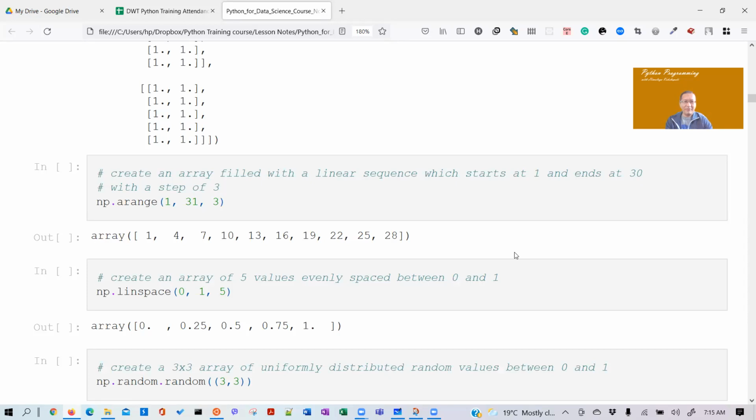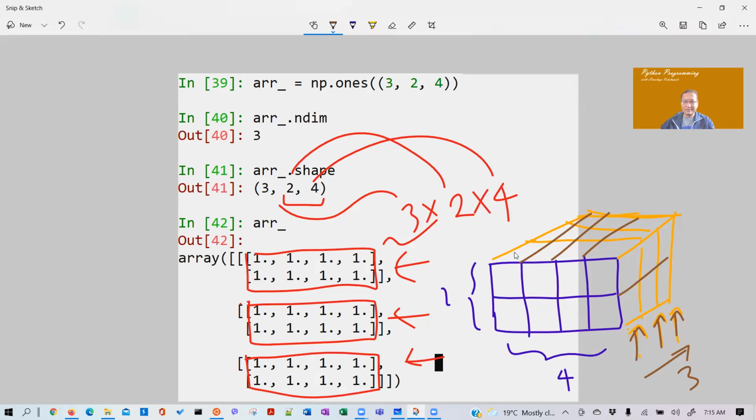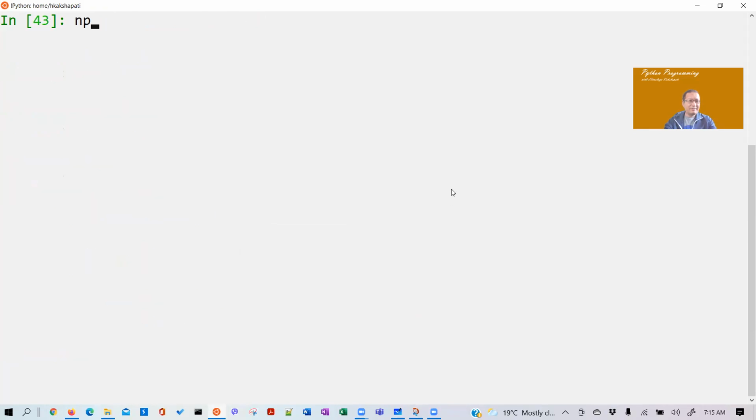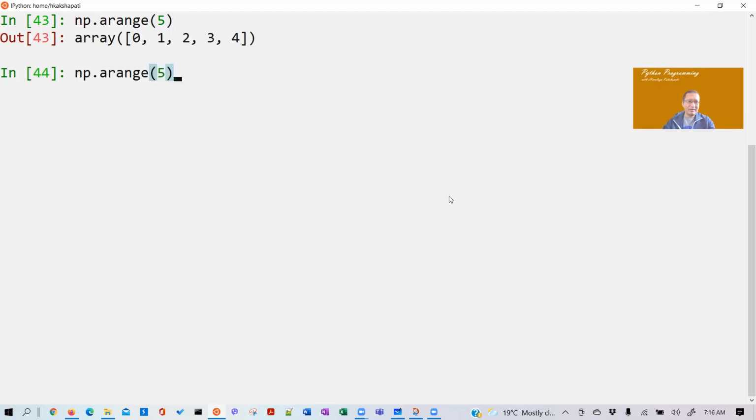Now the next one is arange. What does arange do? np.arange, for example if I do arange 5, what comes? 0 1 2 3 4. I can also do, for example, if I want from 2 to 9, I do 2 to 10, it will go from 2 to this. The range we did earlier is exactly the same.